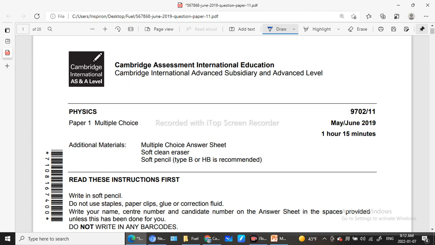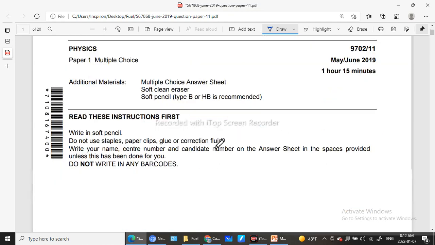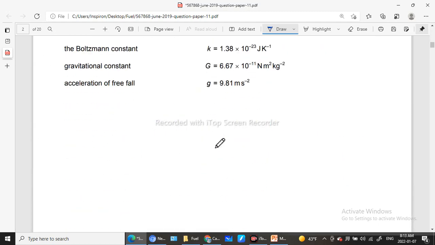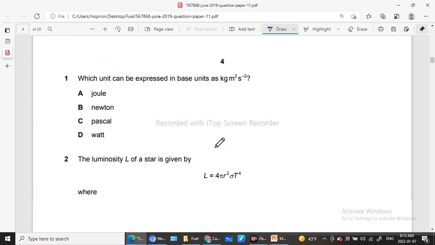This paper, Cambridge International AS and A-Level Physics, Paper 1, Multiple Choice, May-June 2019. First question. Which unit can be expressed in base units as kilogram meter squared per second squared?